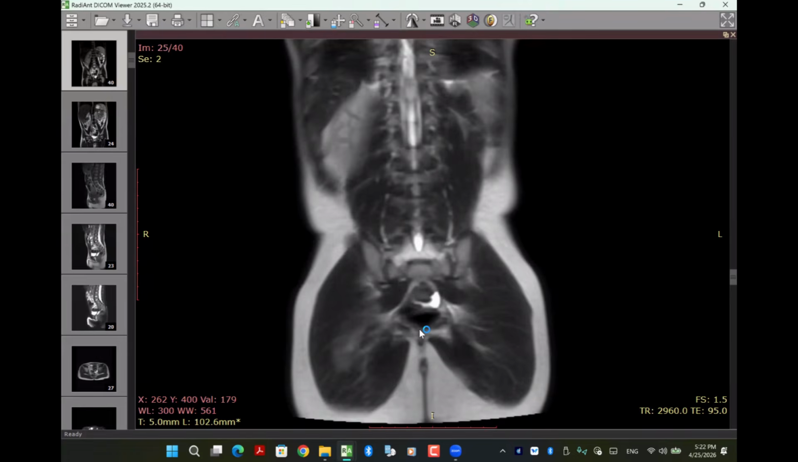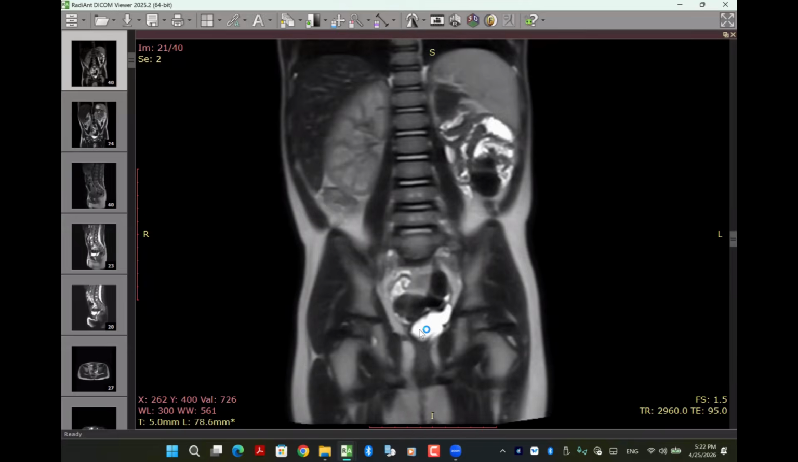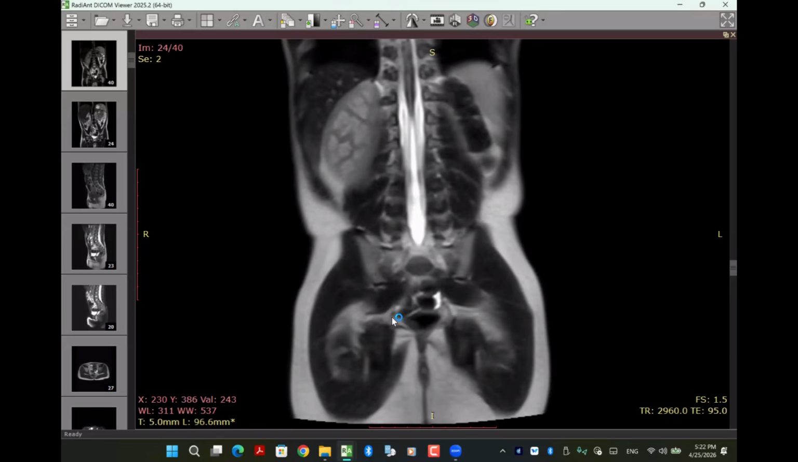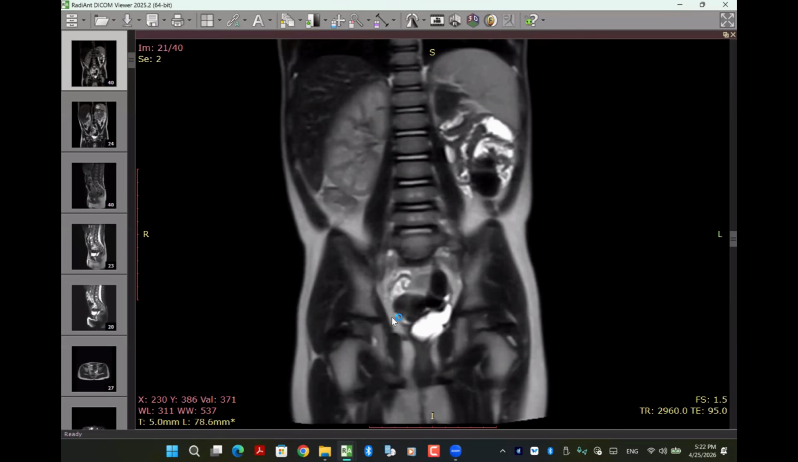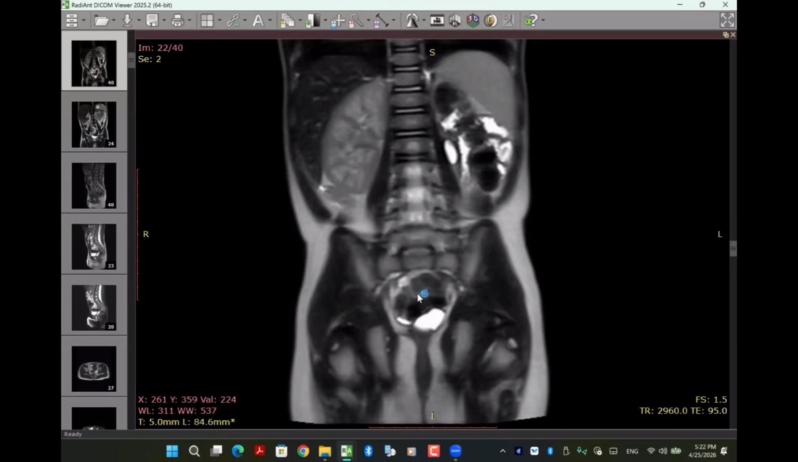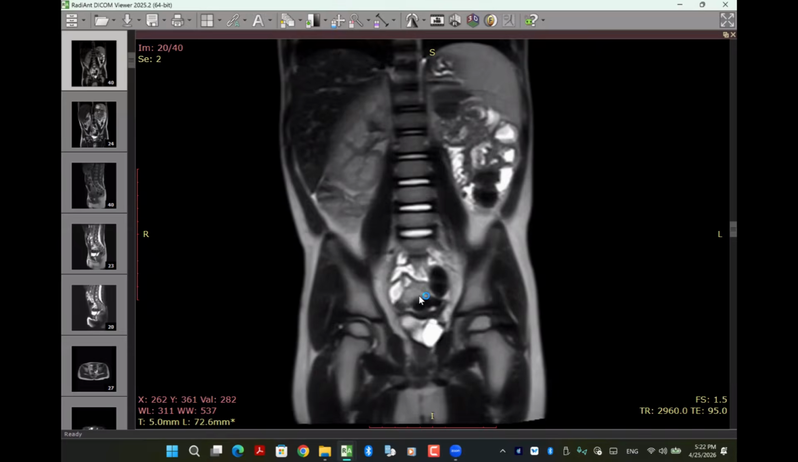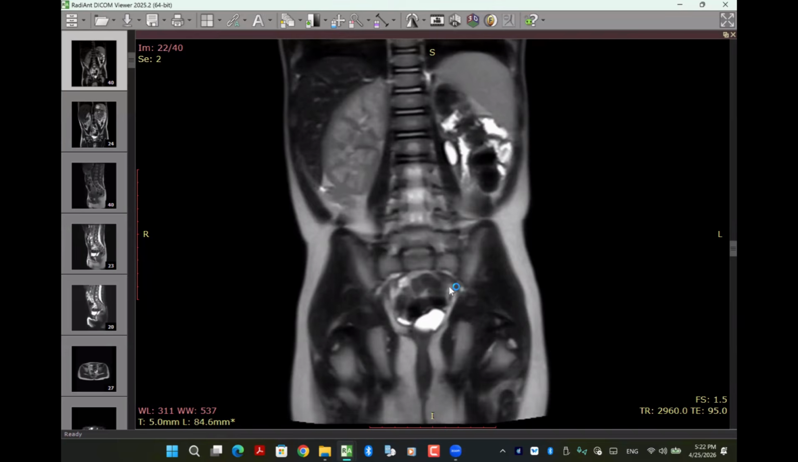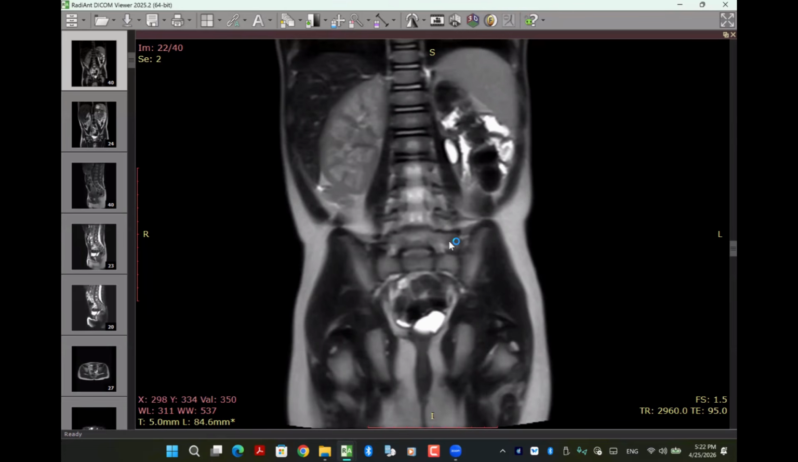Okay, so I cannot appreciate the left kidney. I can appreciate that the right kidney is enlarged. Coming back to the lesion, it appears to be extending upwards. Okay, that's bowel. So this is a... Can you tell me what this is?